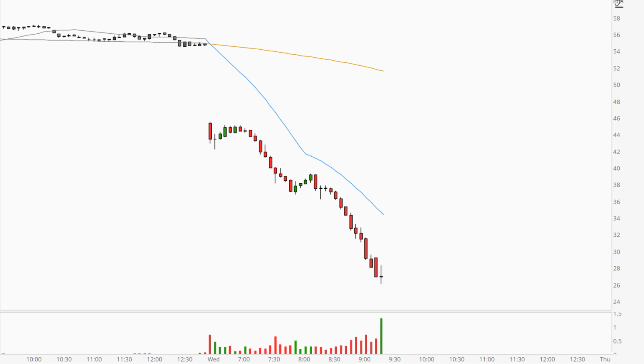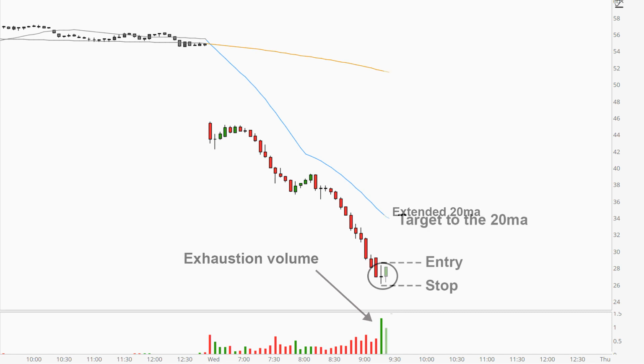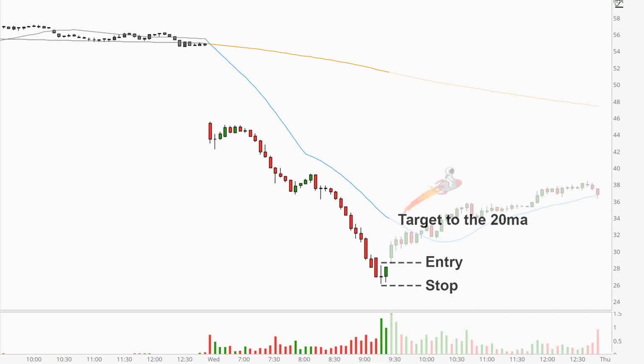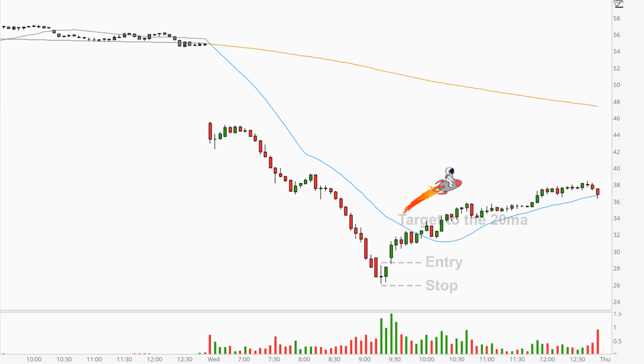Now this is what I want to see. We've got more extension off the 20. We get that volume kick up into a doji bar. Entry is above the bar's high and stop is under it, and target is the correction to the 20 MA, but it ended up even going beyond that.